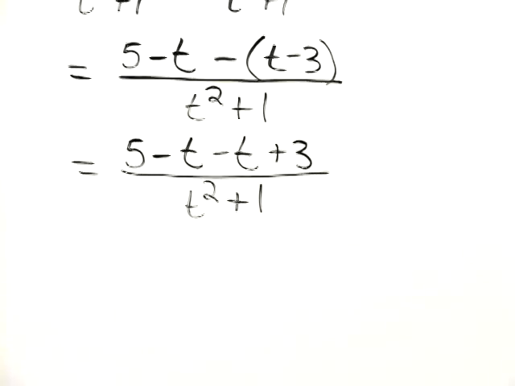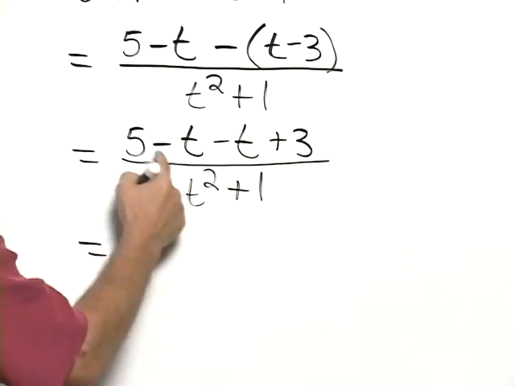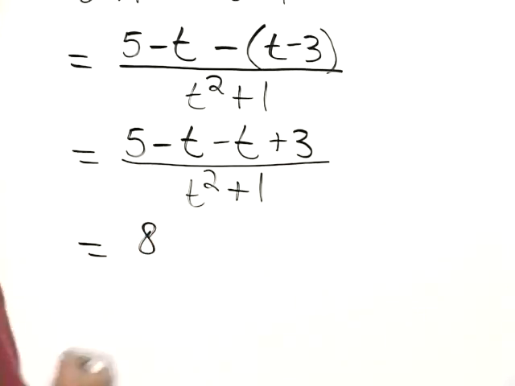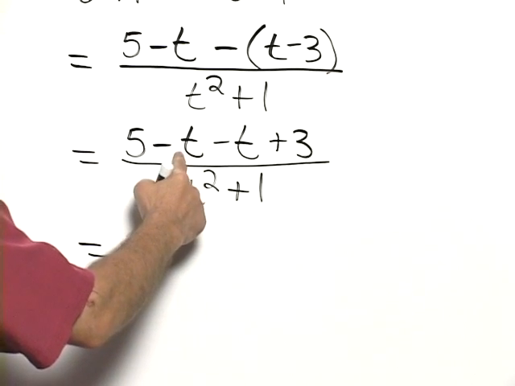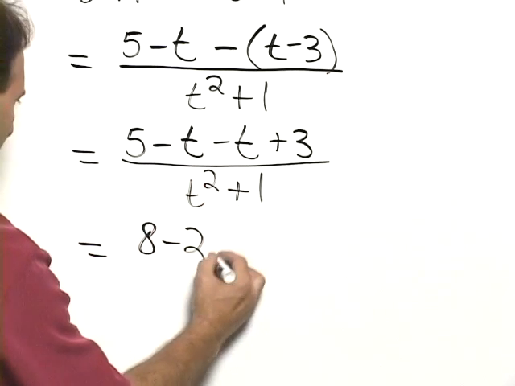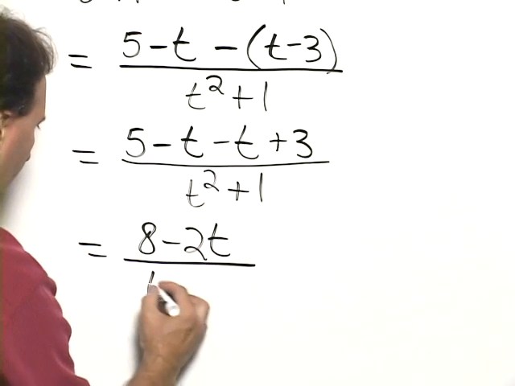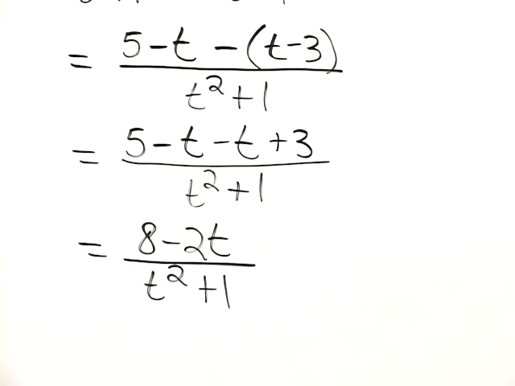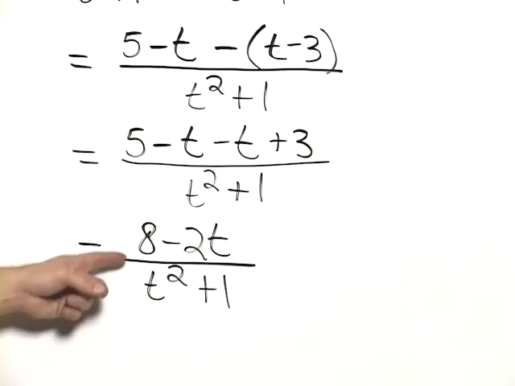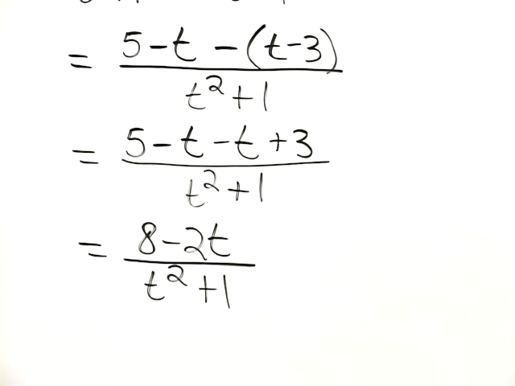Simplifying the numerator, we have 5 plus 3, which is 8, minus t, which is minus 2t, over t^2 + 1. This particular rational expression is as simplified as it can be, so that is your final answer.